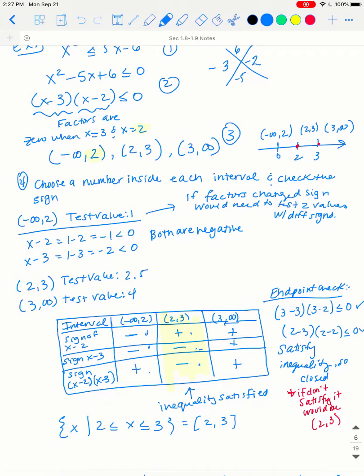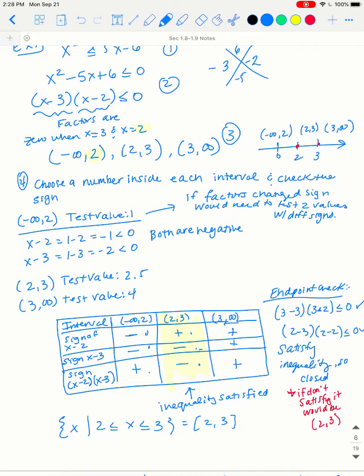So now we know our interval is 2 to 3, and then we check our endpoints to see if 2 and 3 are included in it. So we do an endpoint check. So we do 3 minus 3 times 3 minus 2 is less than or equal to 0. And then we plug in 2 into our factors. And then we have 2 minus 3 times 2 minus 2 is less than or equal to 0. Therefore, they satisfy the inequality, so it's closed.